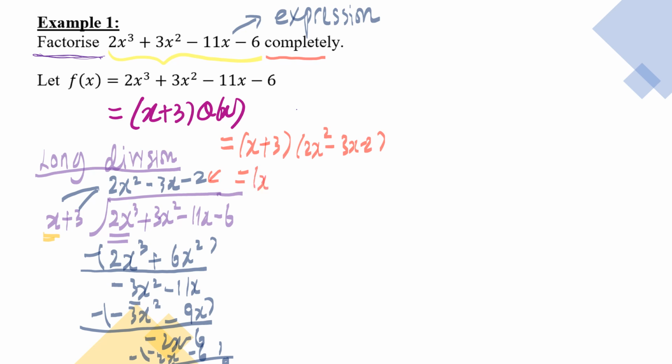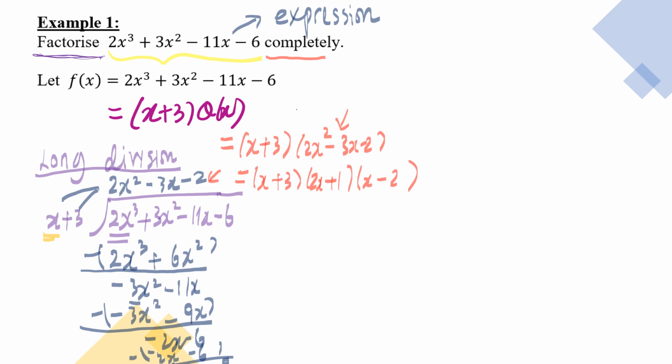Of course, there are some cases where you can't actually factorize the quotient anymore. If this cubic curve has only one real root, then of course there's only one linear factor. However, this one you can break down further into 2x plus 1 and x minus 2.